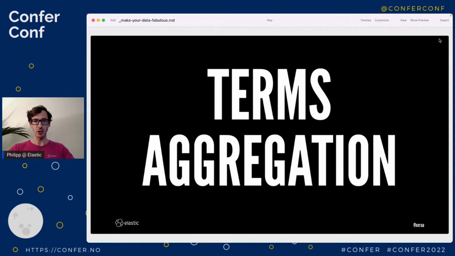So, term aggregation. Anybody remembers the term aggregation? So I have multiple terms and I want to know which term appears most frequently in my dataset.